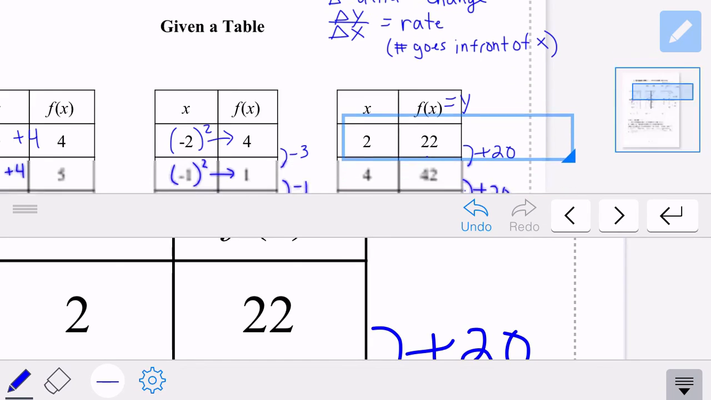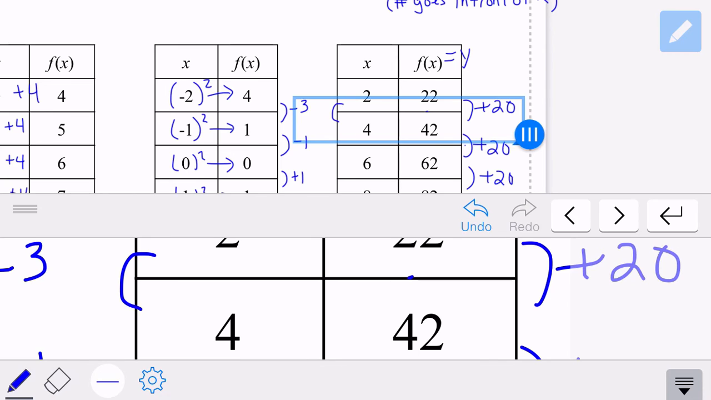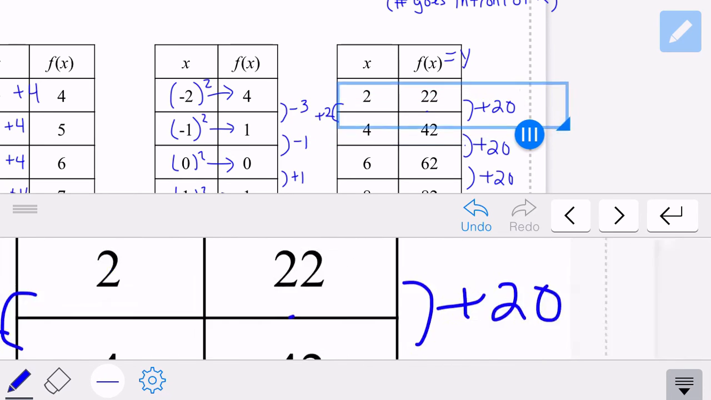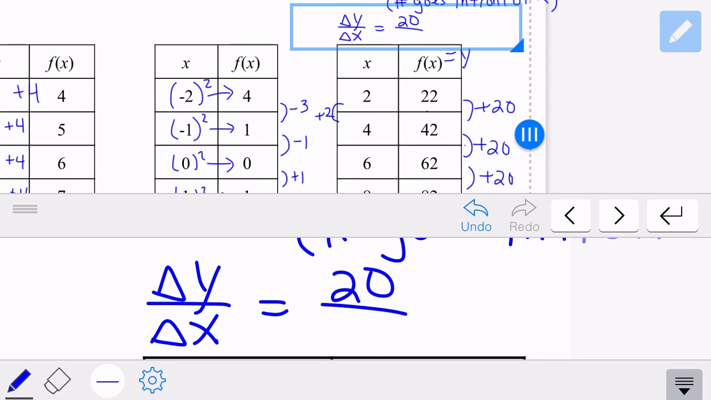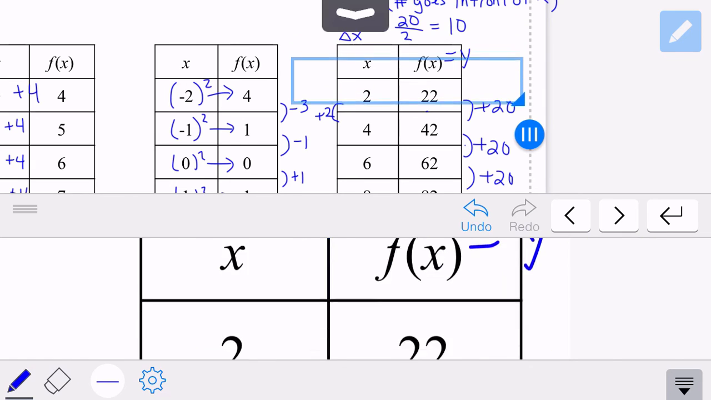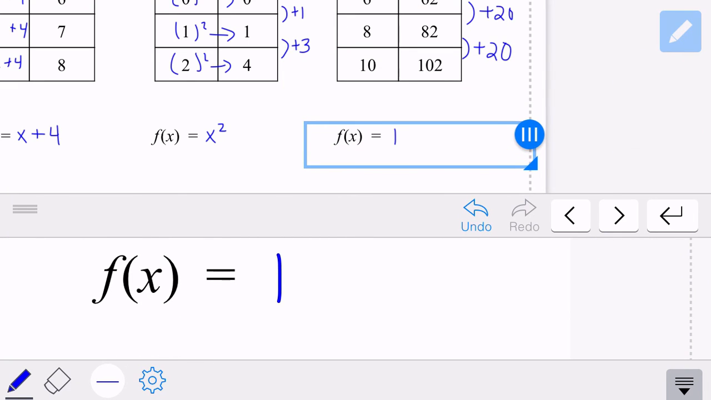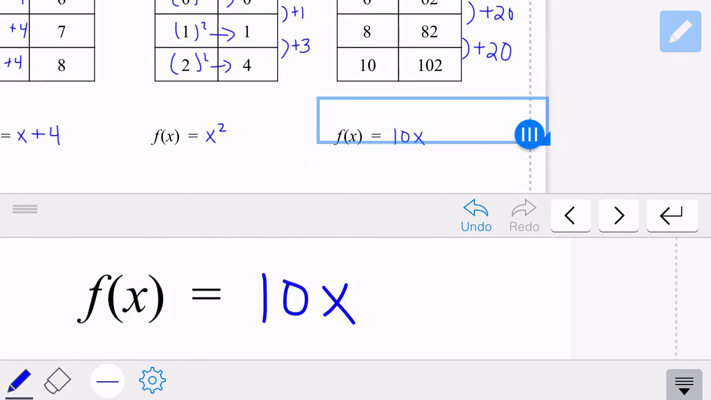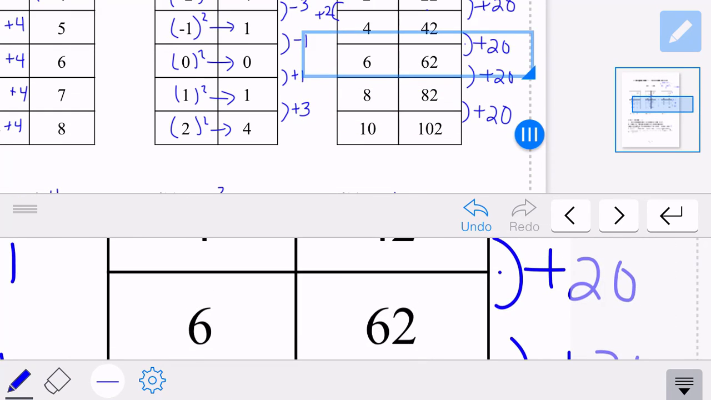So every time we're going up by 20, so that's our change in the y. How much are we going up in our x's? We're going up by 2. So the change in y over our change in x, well, change in y was 20. Change in x was 2. 20 divided by 2 is going to give you 10. So we want to multiply our input by 10. So 10 times x.